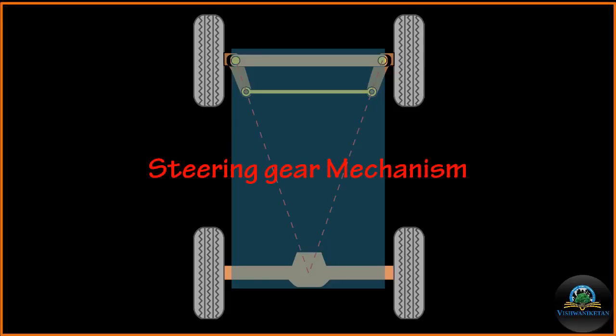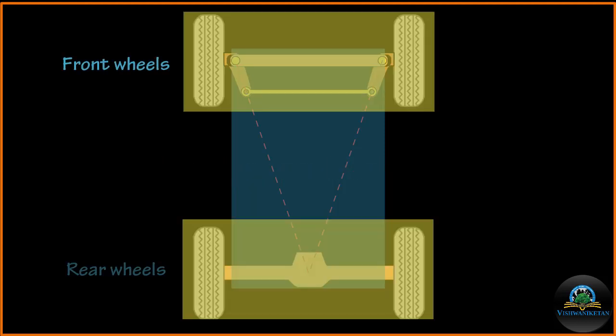In this video, we will be talking about steering gear mechanism. As seen in this figure, which is actually the top view of the chassis of the whole car, the entire chassis is not shown. This is just a diagrammatic representation. So you see the front wheels and you see the rear wheels.